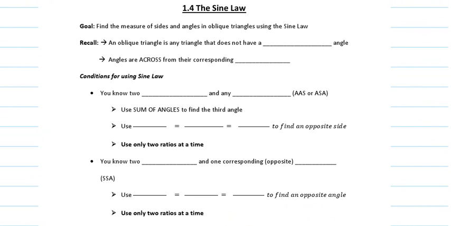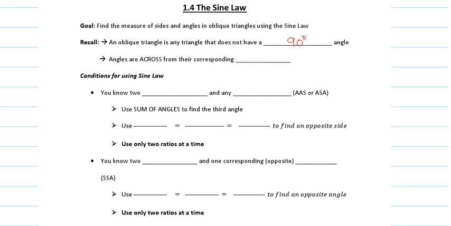Okay, so the sine law is a trigonometric law that can be used with oblique triangles. So let's just recall a few things. An oblique triangle is any triangle that does not have a 90-degree angle, right? So they're either right angle or oblique. If it's a right angle, that means we use SOHCAHTOA and Pythagorean theorem. If it's an oblique triangle, then we use sine law, and then we're going to learn about the cosine law as well.